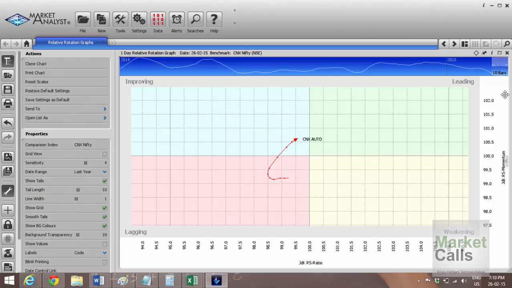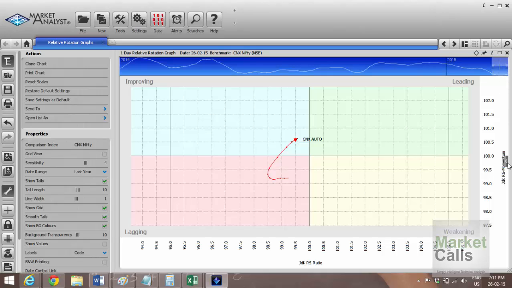This means possibly the sector is getting strength very slowly. Currently it is still moving against Nifty and slightly underperforming, but there are more chances that it could enter the leading mode. When it enters the leading mode, it means the stock has strong momentum and the relative strength is strong as well.